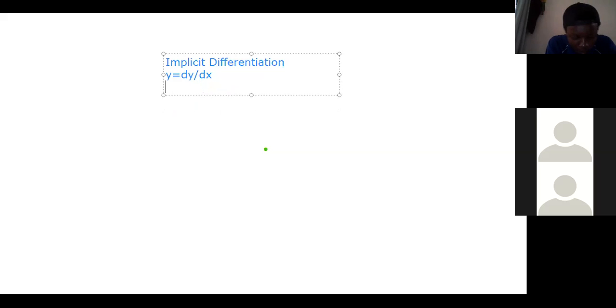Now when we have a product, we are going to use the product rule. When we have divisions, we are going to use the quotient rule. I hope you are getting it now. So given that, let's try this.